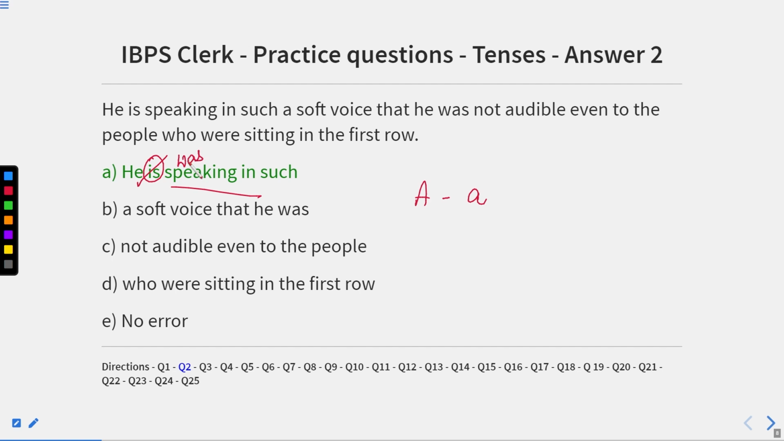And the correct sentence will be: he was speaking in such a soft voice that he was not audible even to the people who were sitting in the first row. So he was speaking very softly or in a very low voice. Now let us move to the next sentence.